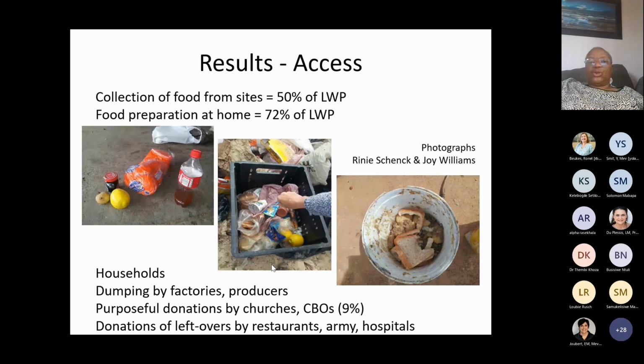They also indicated that not only do they get food from the landfill site, but they also get donations from restaurants, hospitals or churches. Some of them indicated that they have some cooking facilities, so sometimes they cook there if the products are raw. Next slide.